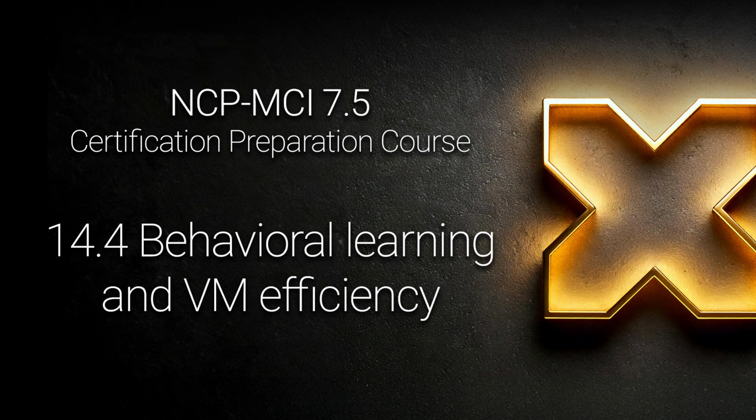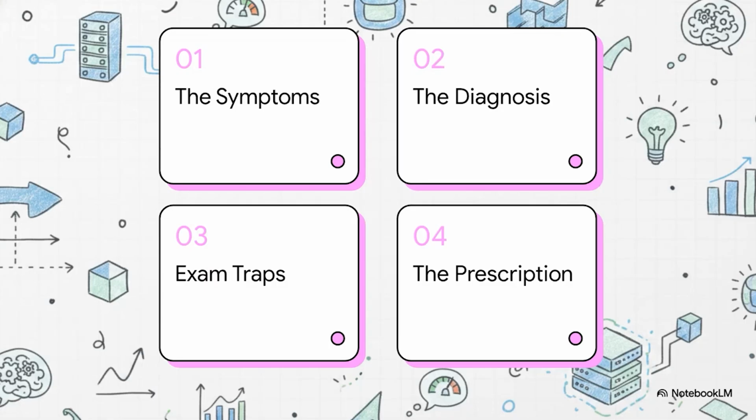Now, this isn't just about checking a box to pass a test. No, this is about really mastering how Nutanix Prism Central leverages machine learning to keep your clusters absolutely humming. We need to understand how the system flags inefficient VMs, and crucially, how it acts on that data to reclaim or rebalance resources. So grab your notebooks, get focused, and let's get to work. Okay, let's dive into this.